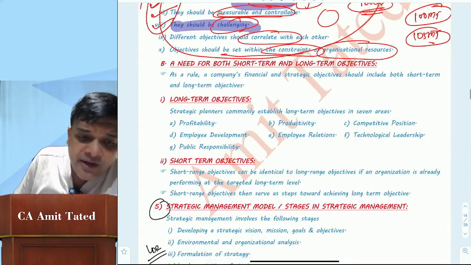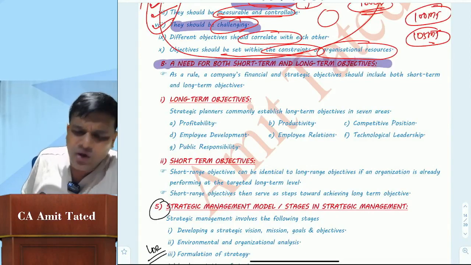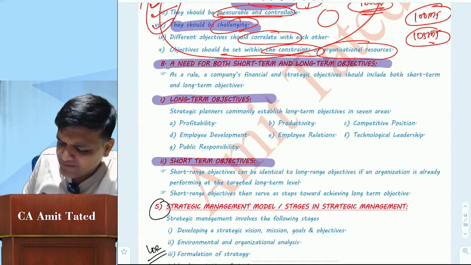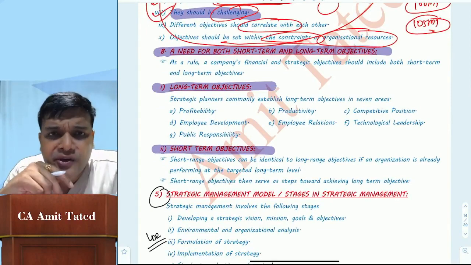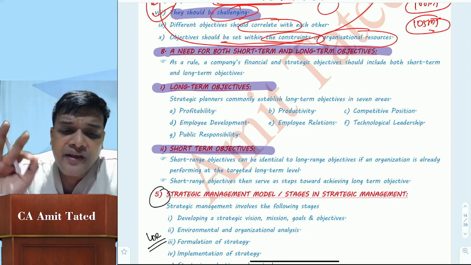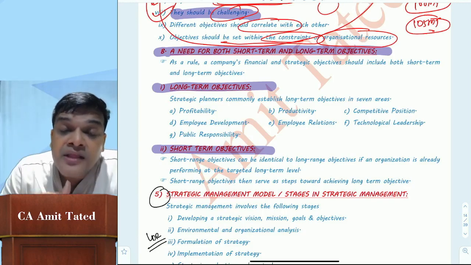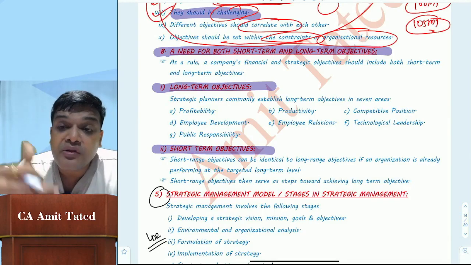Next point is focusing on the need for both long-term and short-term objectives. You can read this content. What is a long-term objective and a short-term objective? Example: in a year I should earn 10 crore rupees. This is nothing but a long-term objective. But in a month I should earn 1 crore rupees. Now this is a short-term objective.